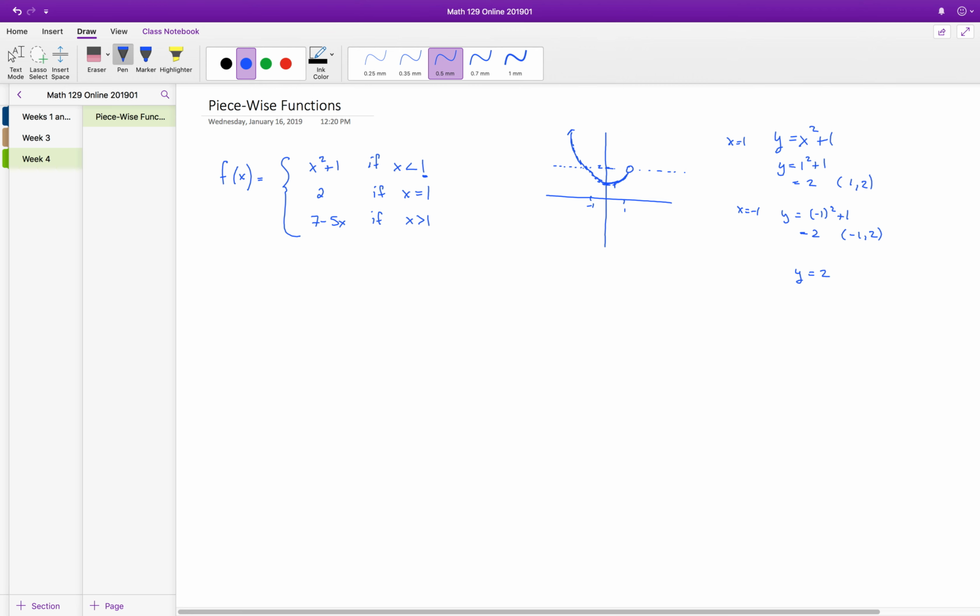I'm just concerned with a piece of that function when x equals 1. So for all x values, y equals 2. So again, when x equals 1, y equals 2. So (1, 2) basically just tells me that I'm going to now fill in this hole using that piece, and I can disregard every other part of that function.